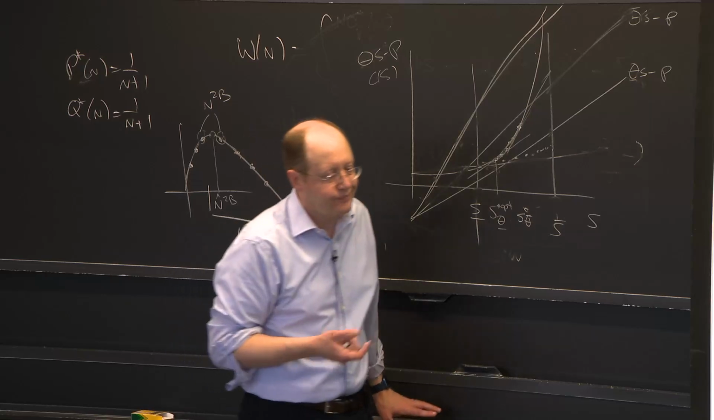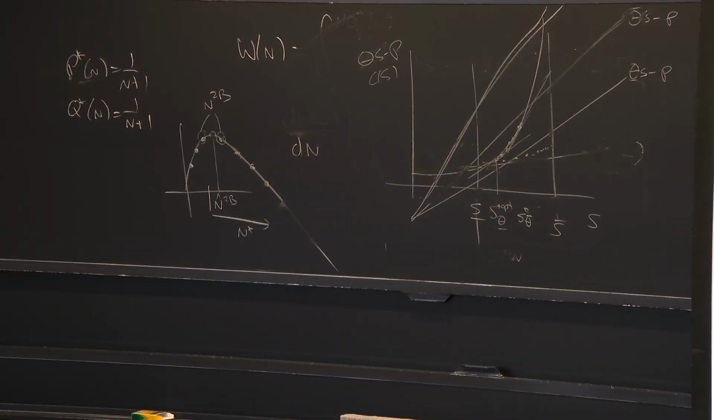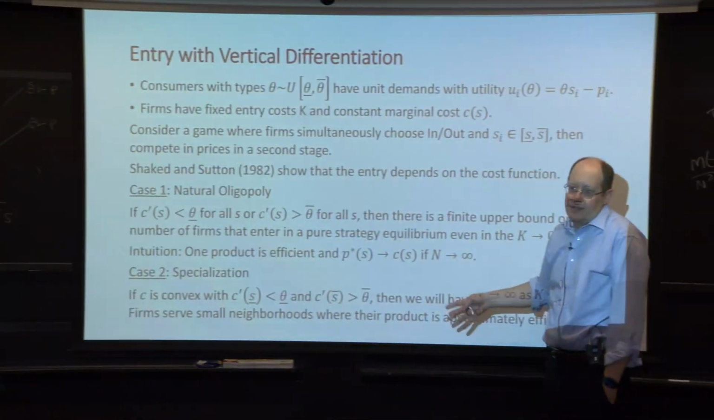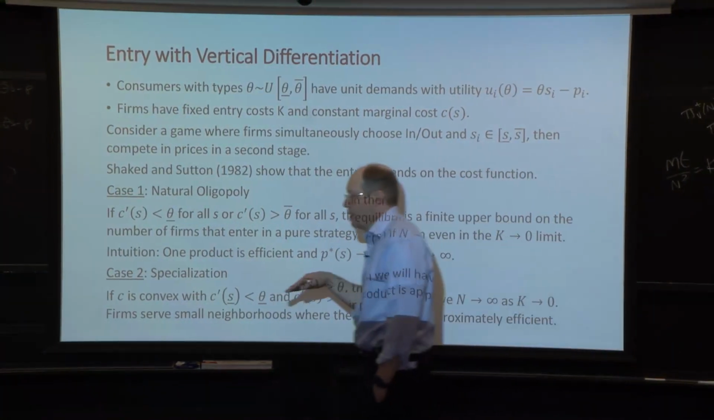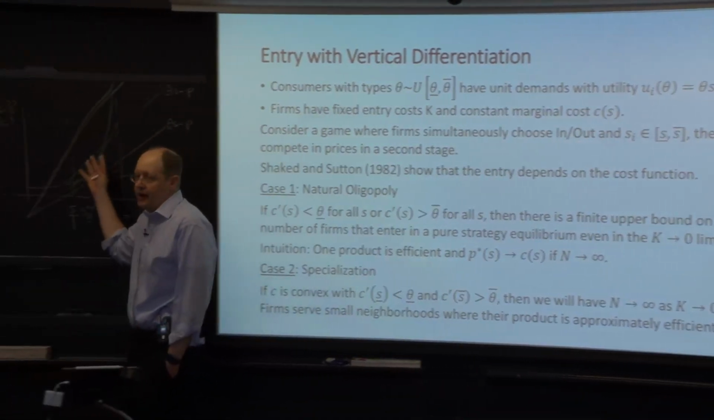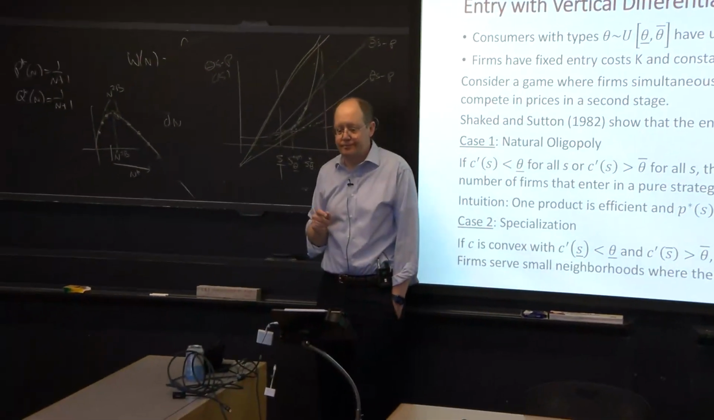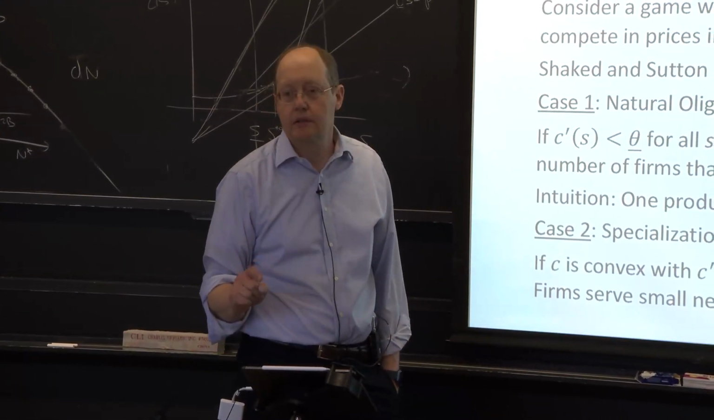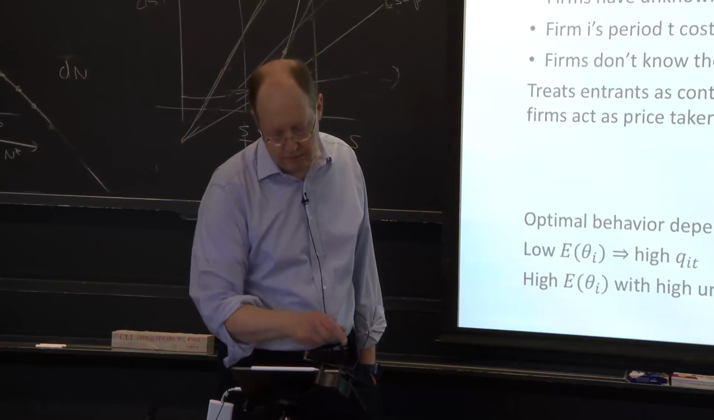Okay. So what happens in vertical differentiation is sometimes you can't get a lot of firms, but sometimes you get the specialization, and it all depends on whether different products are optimal for different people. Questions?